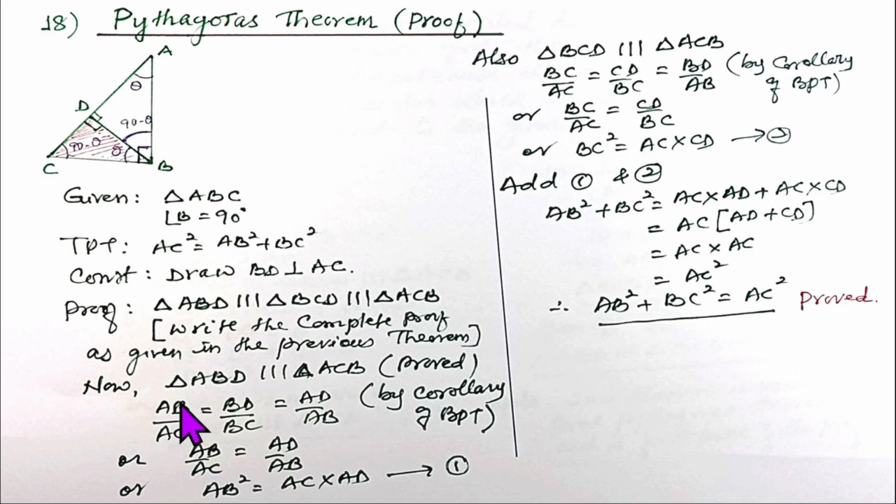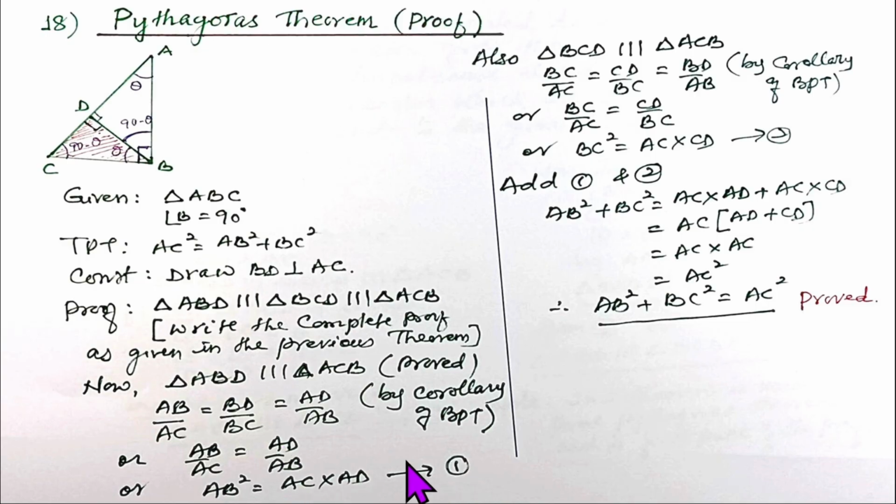Now let us take the ratio AB upon AC and AD upon AB. I have taken these two ratios because in the proof I have to get AB square. So by cross multiplication I get AB square is equal to AC into AD, that is 1.